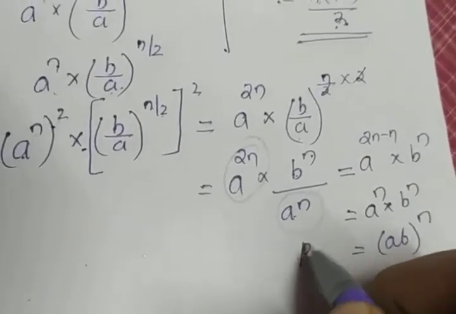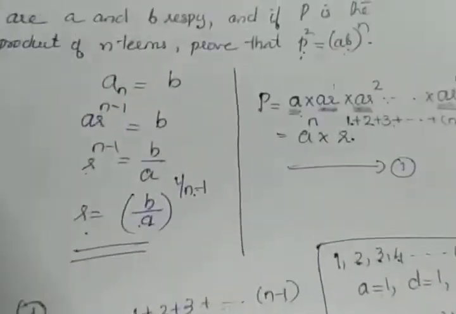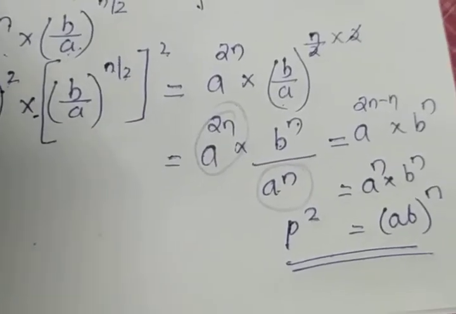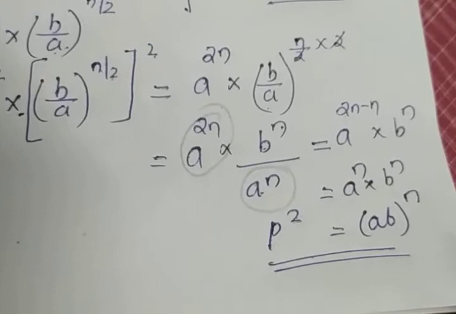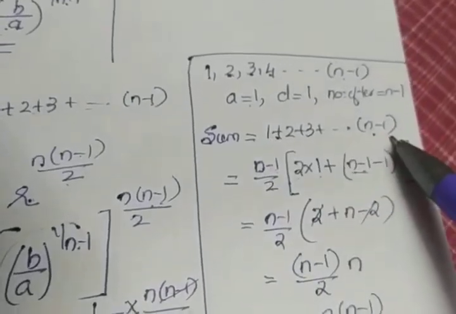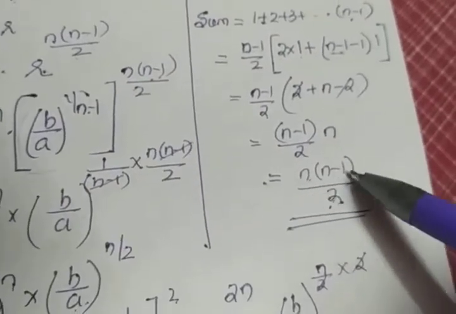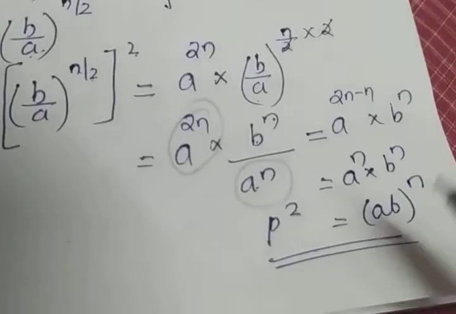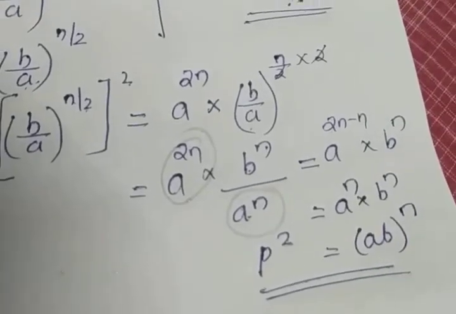Okay, so this was what? P square, and the question was to prove P square equal to (AB) the whole raised to n, and we got the value as P square as (AB) the whole raised to n. Just a simplification is there, and you must know the formula 1 plus 2 plus 3 plus etc. plus n minus 1 is n into (n minus 1) by 2. Just directly apply the formula, and just a simplification, we are getting P square as (AB) the whole raised to n.